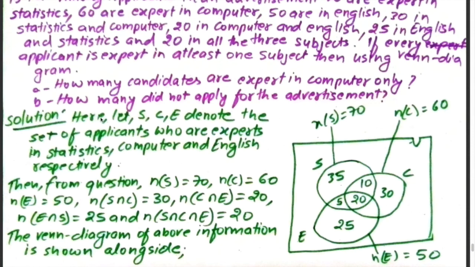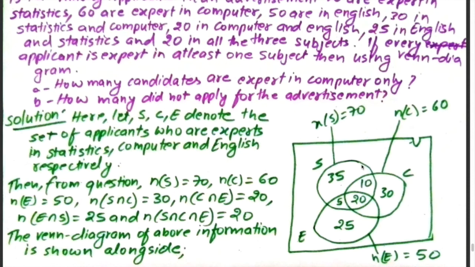Solution: let S, C, E denote the sets of applicants who are expert in statistics, computer and English respectively. From the question, we are given n(S) equals 70, n(C) equals 60, n(E) equals 50, and n(S intersection C) equals 30, n(C intersection E) equals 20, n(E intersection S) equals 25, and n(S intersection C intersection E) equals 20. The Venn diagram of the above information is shown alongside.